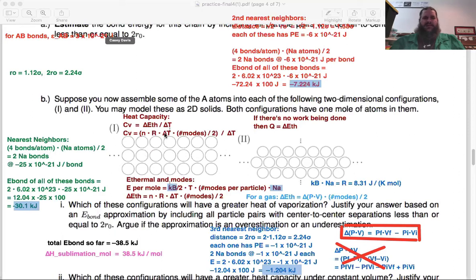Yeah, the delta T cancels out. We've got delta T in the denominator, and also a delta T in the numerator, so they cancel out. So all that's left is number of moles times ideal gas constant times number of modes over 2. So that is the constant volume heat capacity.